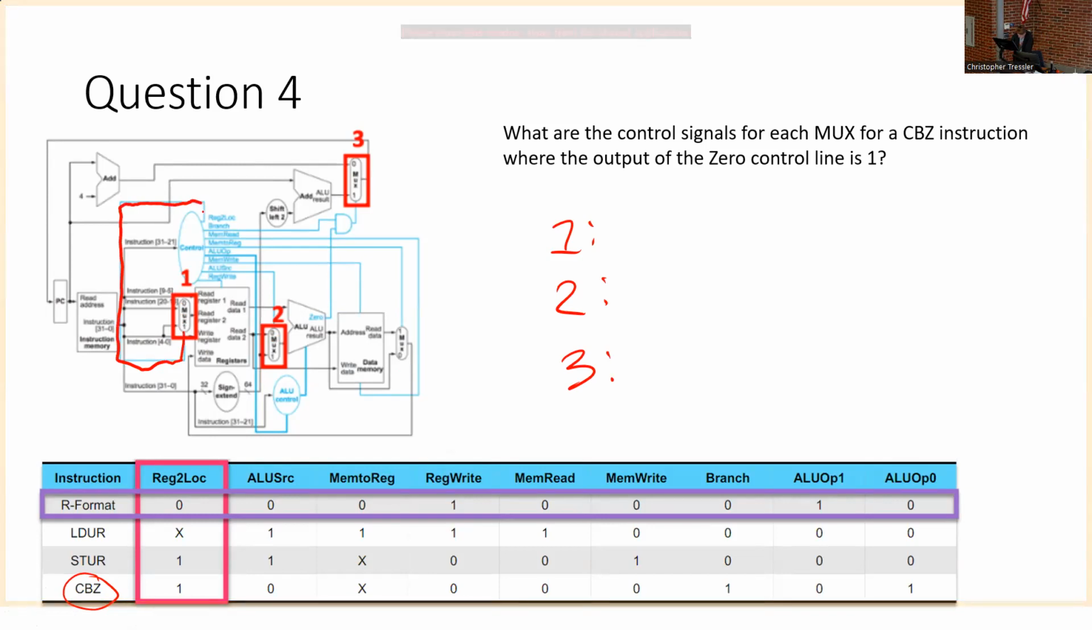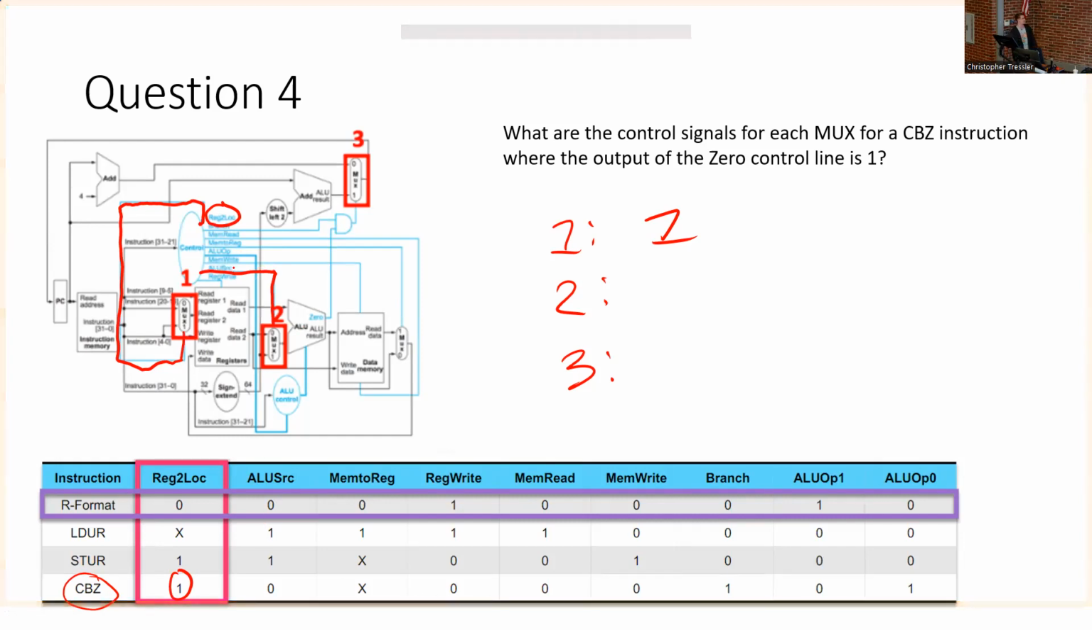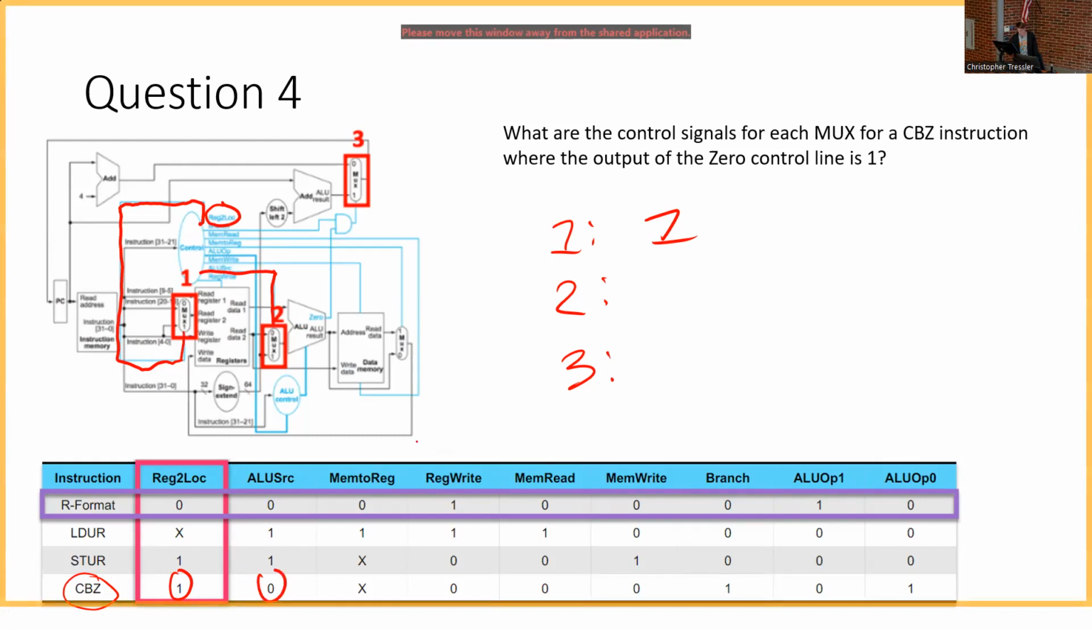we'll see that this is Reg2Loc. Essentially, we're going to go to CBZ and look at what Reg2Loc is, and we see that this is a 1, so we're going to write a 1 here. After that, we go to number 2, our second mux. We're going to go up this blue path, and we see that this is, I know it's really blurry or hard to see, but it's ALUSrc. That ALUSrc is going to be 0.